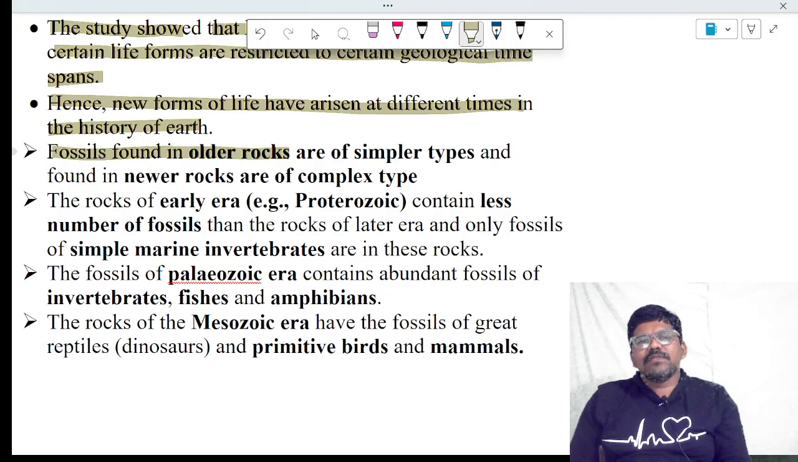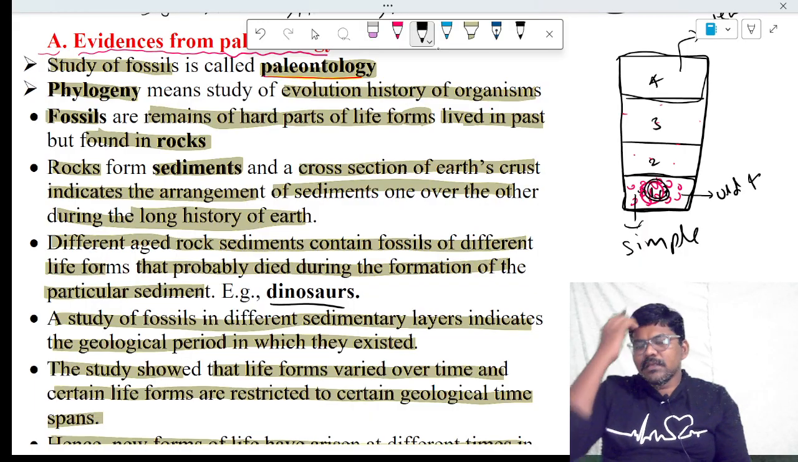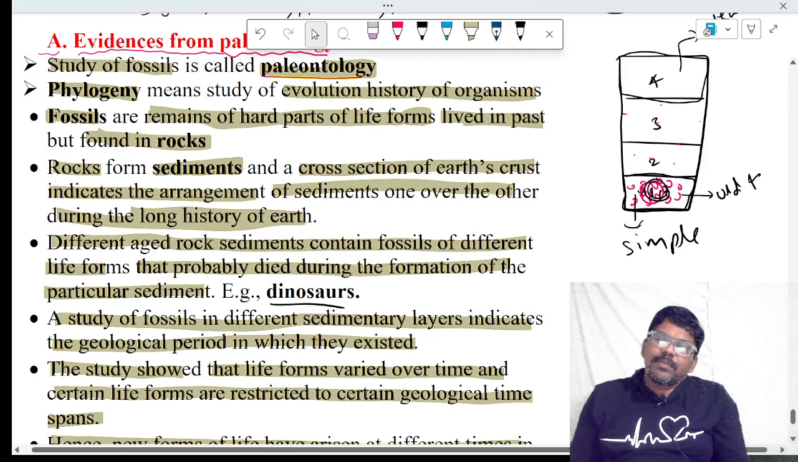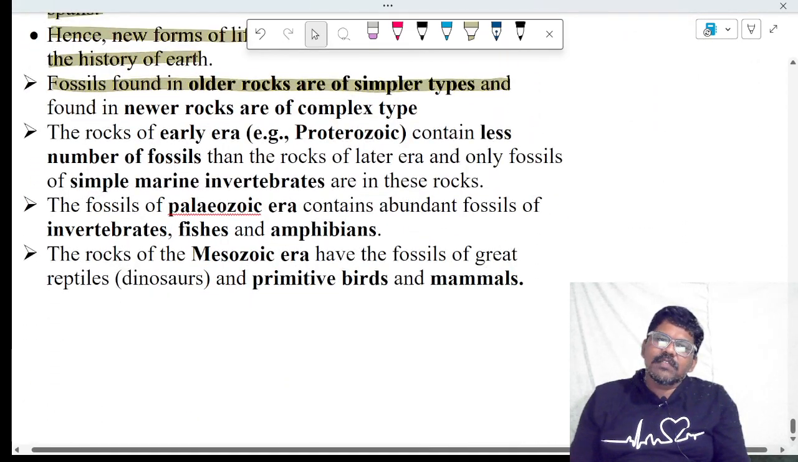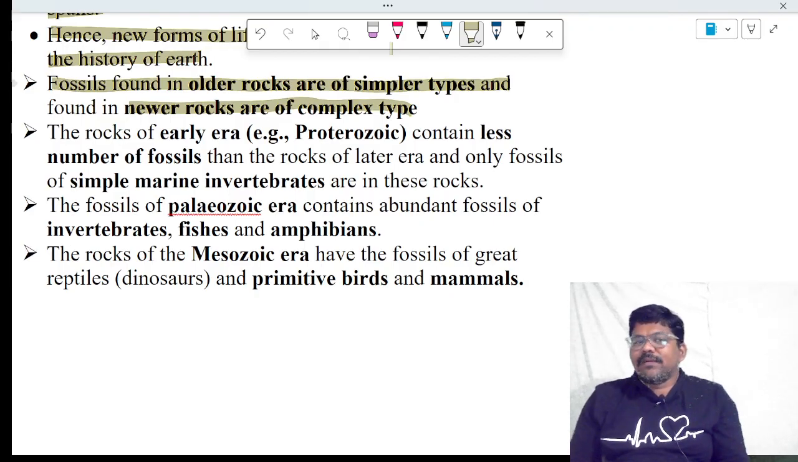Fossils found in older rocks are of simple types. For example, the first sediment contains very simple fossils, because complex organisms formed recently. Primitive organisms are very simple. Hence, fossils found in older rocks are simple types, and fossils found in newer rocks are very complex, because later we can see the formation of complex organisms.